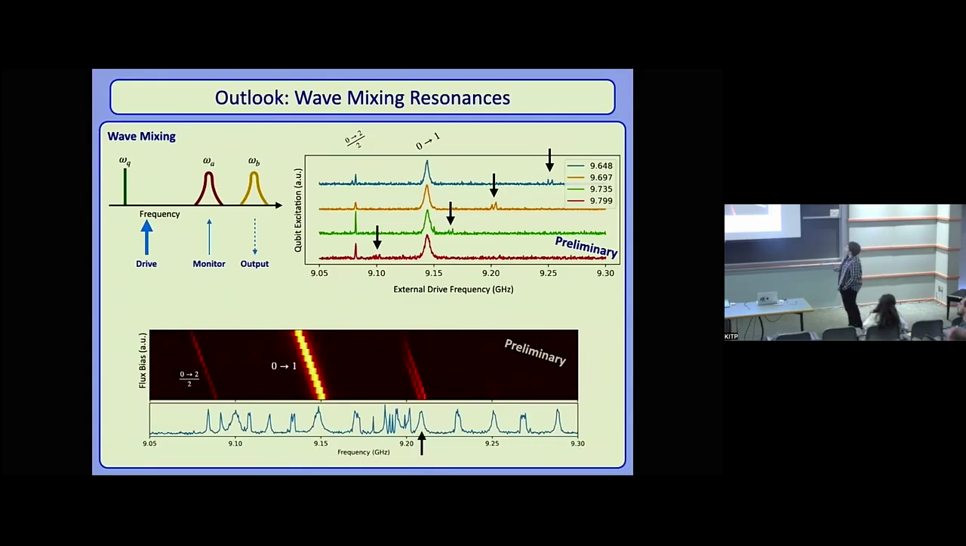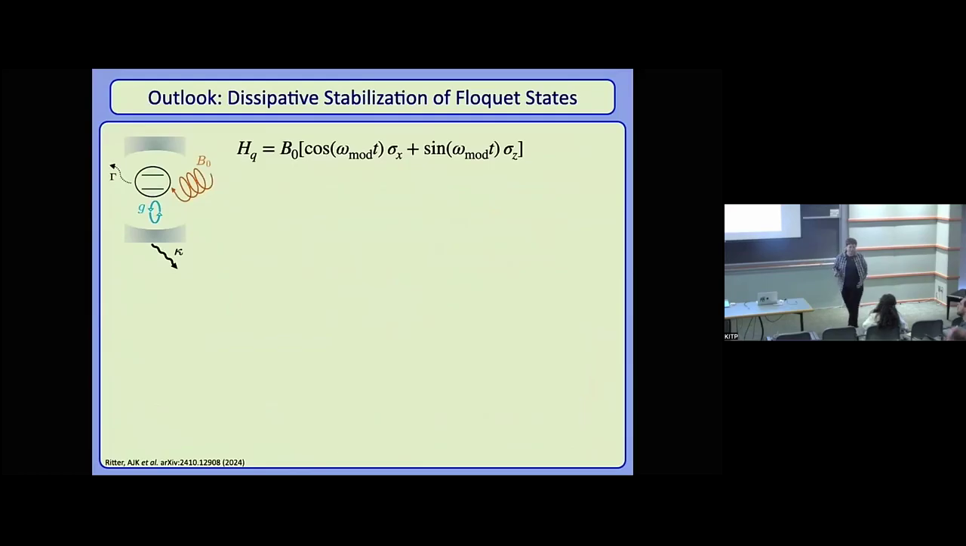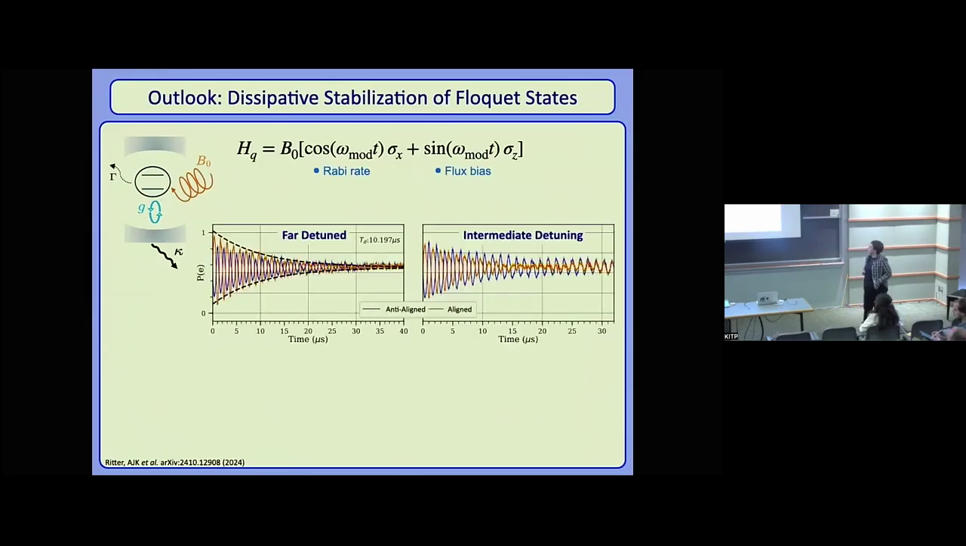I probably have like 2 minutes left. Okay. So now for a completely different topic in the last 2 minutes, I just wanted to flash up a teaser trailer for another project that we've had. Here we've been looking at a very basic Floquet model of a spin in a rotating magnetic field coupled to the qubit. We make this by combining a Rabi rate and a flux bias.